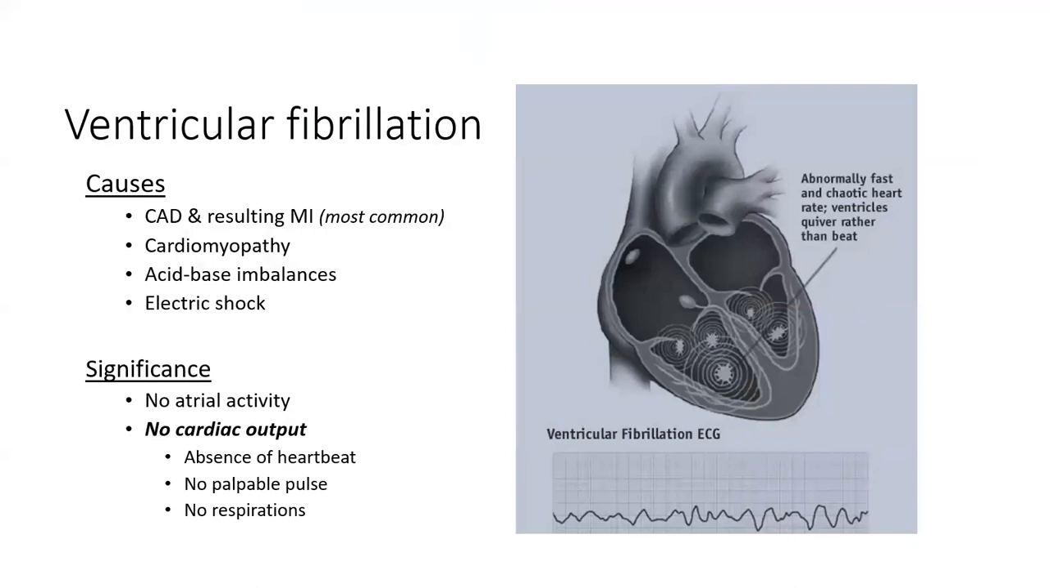Your ventricular fibrillation causes can be things like coronary artery disease, MI, cardiomyopathy, acid-base imbalances, electrical shock. The issue with this is you've got no atrial activity, so basically everything is down here. It's an abnormally fast and chaotic heart rate. The ventricles quiver rather than beat, so we just have this quivering here.